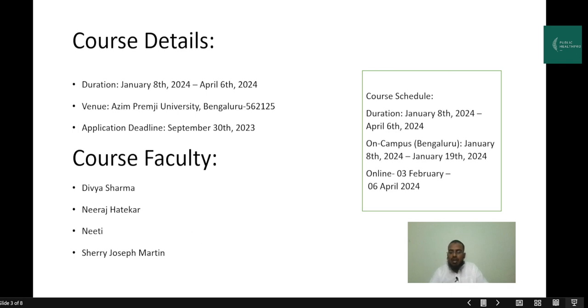Neeraj sir did his MA and PhD in economics from the University of Mumbai, and before Azim Premji University he was working with the Government of Maharashtra. The third is Niti, a scientist with 20 years of experience in data analysis. Previously she worked with Clark University, Boston University, and the Terry School of Advanced Sciences. Now she is one of the course faculty here.